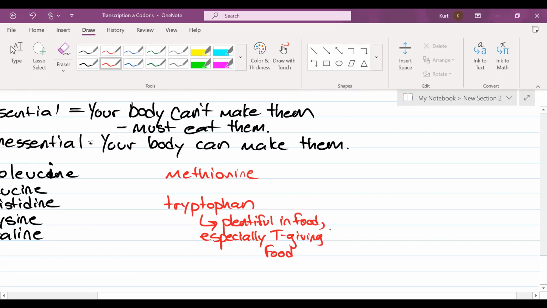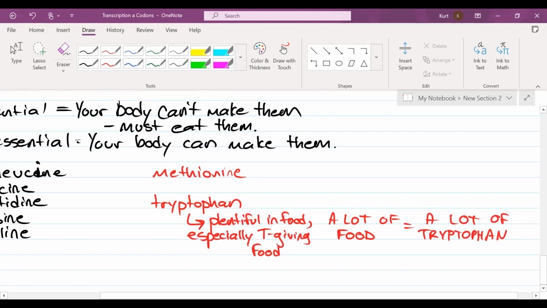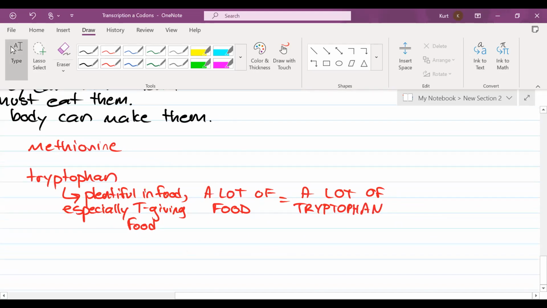So it stands to reason, a lot of food equals a lot of tryptophan. Now, what exactly does it do? When people mention tryptophan at Thanksgiving, they typically say, I'm getting the tryptophan coma right now. Here's what tryptophan does. Tryptophan triggers the secretion of a neurotransmitter.